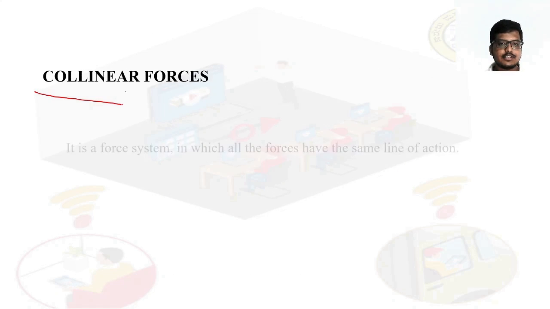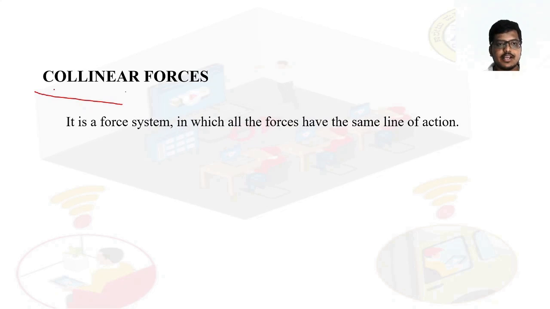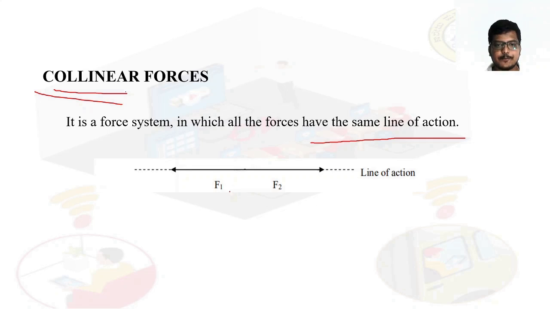Next one is collinear forces. What is collinear? It is a force system in which all the forces have the same line of action. See here, F1 and F2 are the two forces and the lines of action are the same. The arrow represents the line of action. This F1 and F2 may be like this also, no problem.